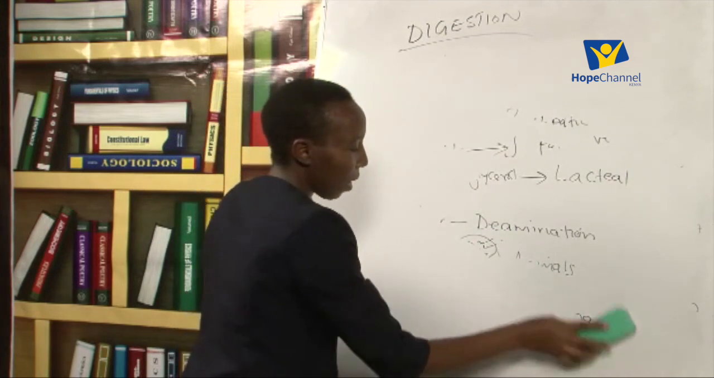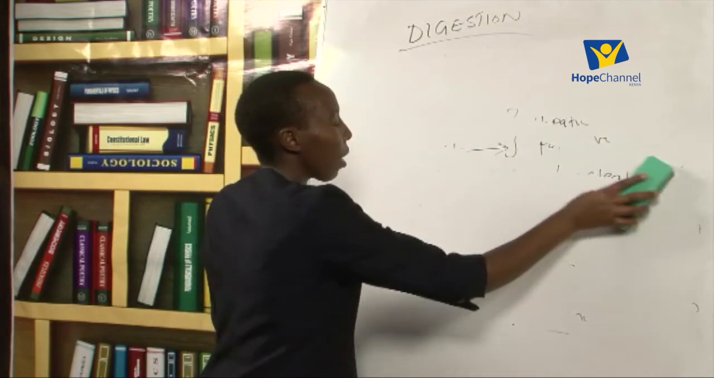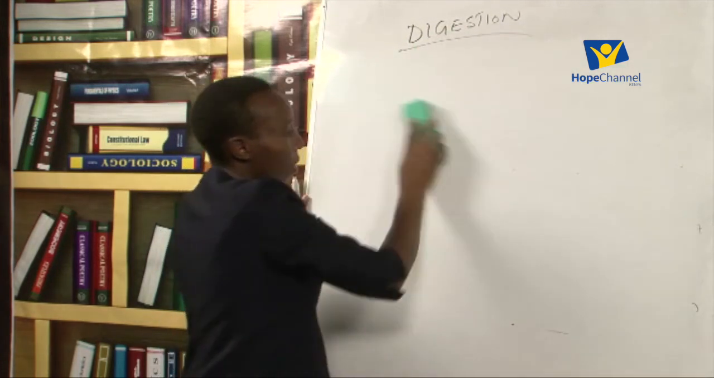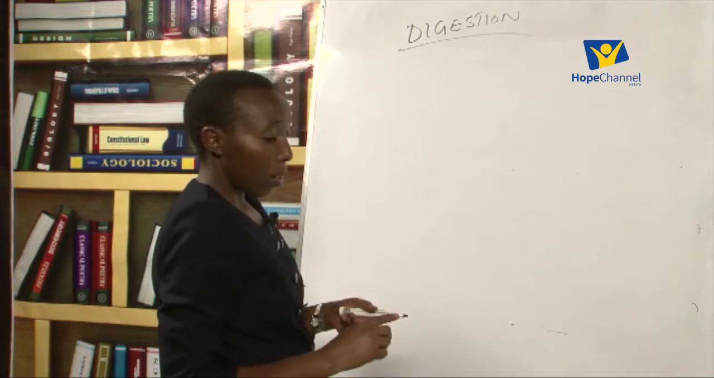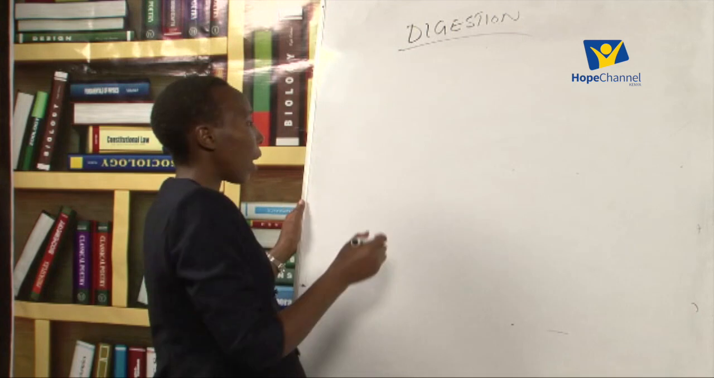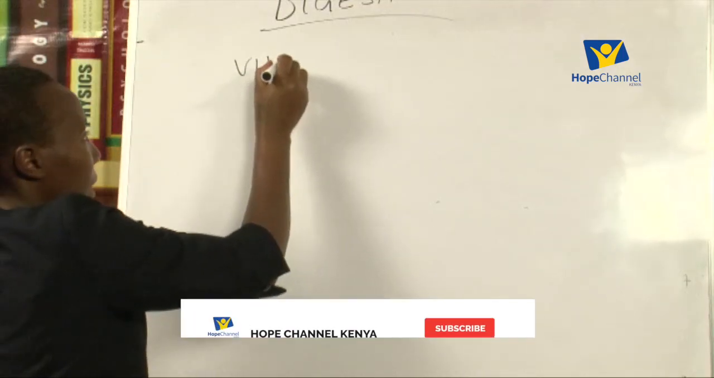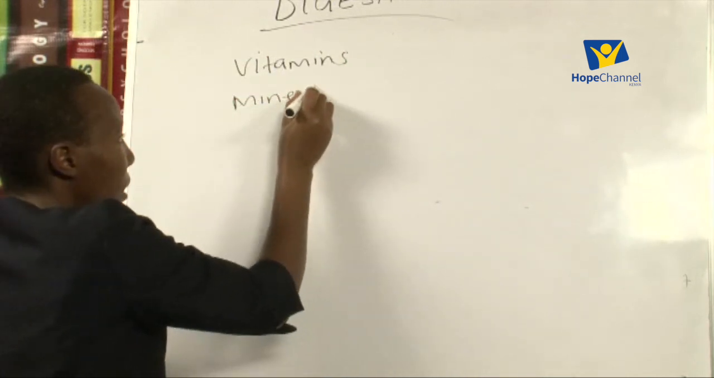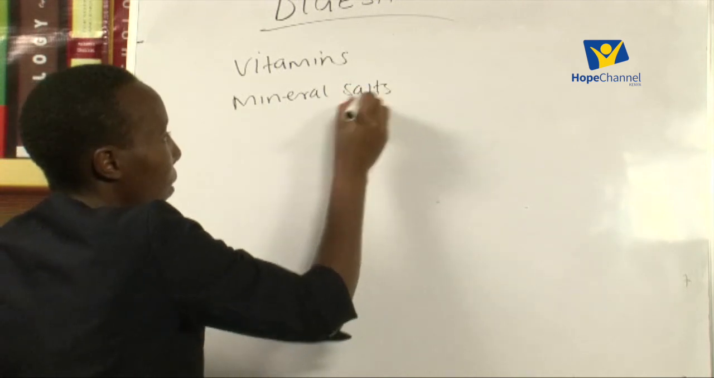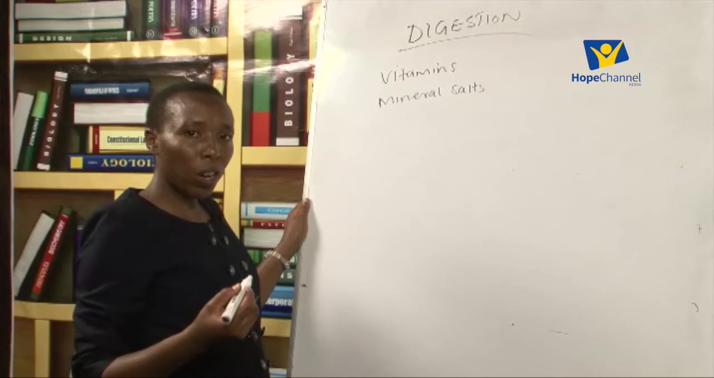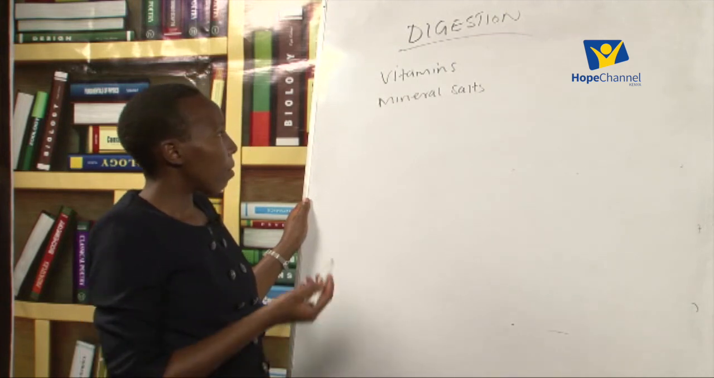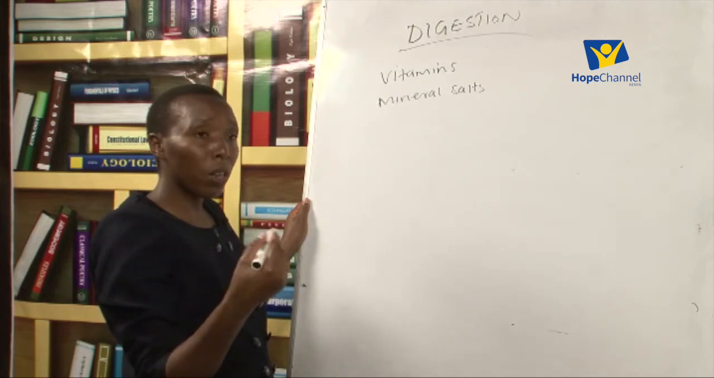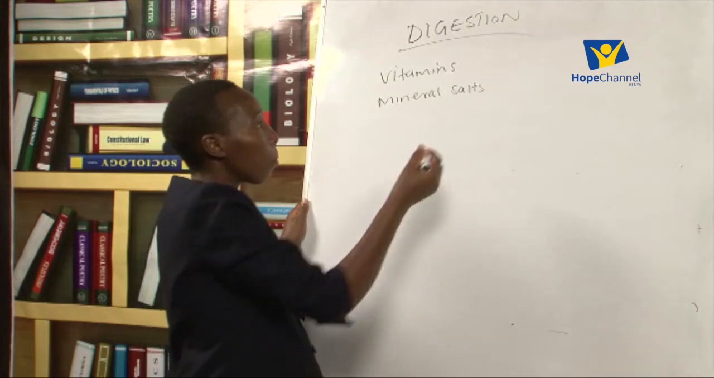Do we only eat the fats? Do we only eat the carbohydrates and the proteins? No. There are other food substances that we eat, some of which are not digested. Like now, we have vitamins. We have mineral salts. These are vitamins and mineral salts, we find them in the food substances that we eat. These substances are not digested, but they are directly absorbed into the bloodstream. They are simple, they are not digested.